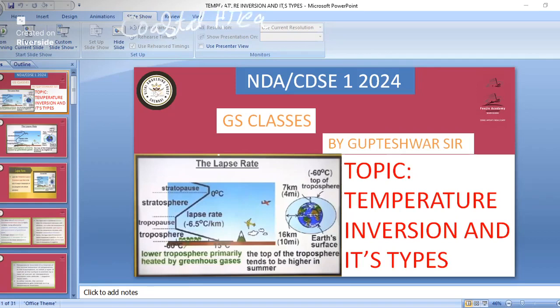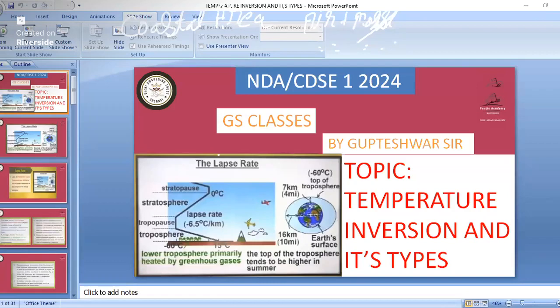Because as we have the solar radiation hitting the water, there will be evaporation, and when there is evaporation, the air gets mixed with moisture. So as it goes up, there would be the formation of big clouds, and then we will have rainfall. So temperature inversion won't occur in the coastal area.